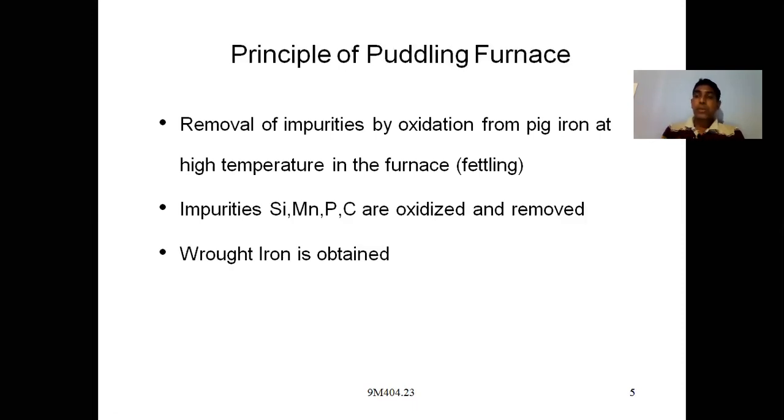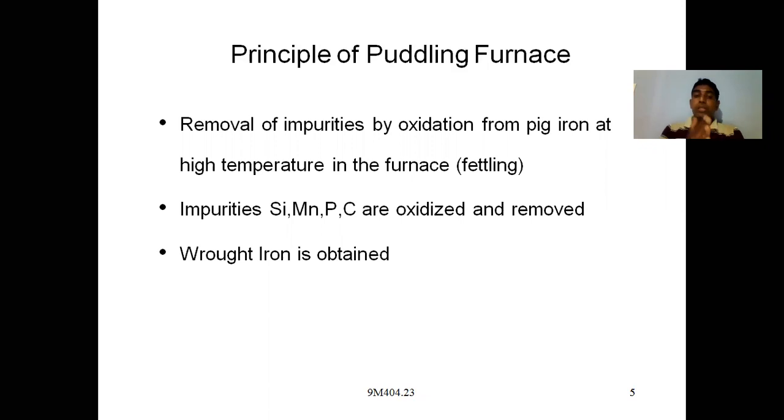How are the impurities removed from the pig iron, and what is that process known as? It is known as the fettling operation. Fettling operation is nothing but removing the impurities from the pig iron at high temperatures by the oxidation method in a furnace. The impurities present in pig iron that we remove are silicon, manganese, phosphorus and carbon, which are oxidized and later removed.